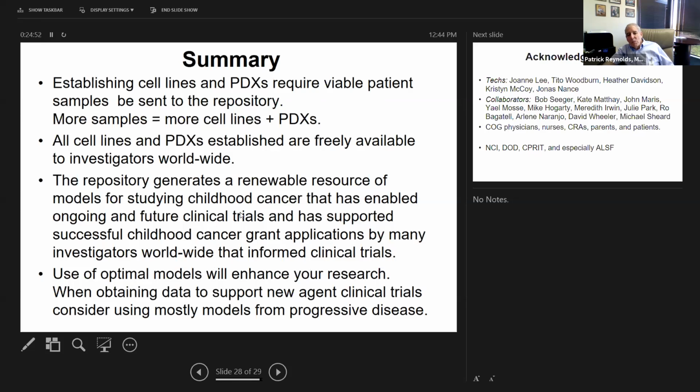It has, as you see, enabled ongoing and future clinical trials. We're very proud of the ability to send these models out and help people do what they need to do. And we really want people using optimal models to enhance their research. So if there's anything we can do to help you with that, please let us know. It's important when you're obtaining data, especially for new agent clinical trials, please consider using mostly models established from patients that have progressive disease, because that's exactly what you're going to see first when you get in the clinic with these in the phase 1 and phase 2 trials. You're not going to see chemo-naive tumors.